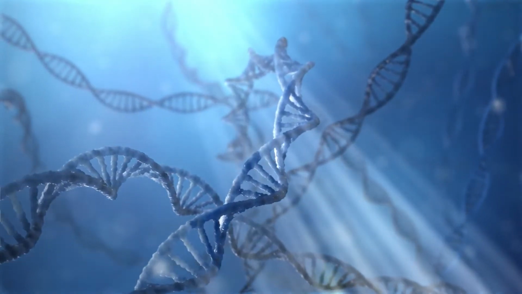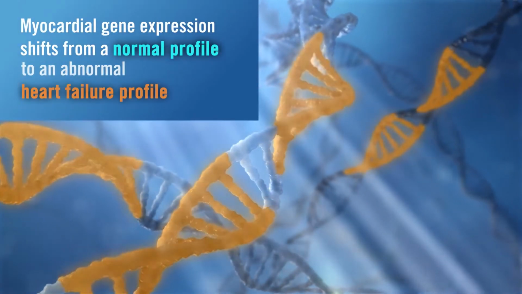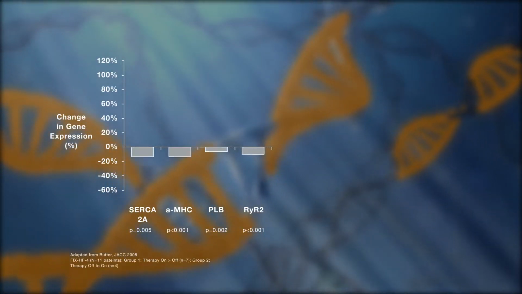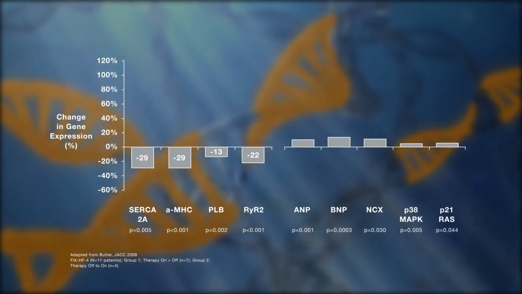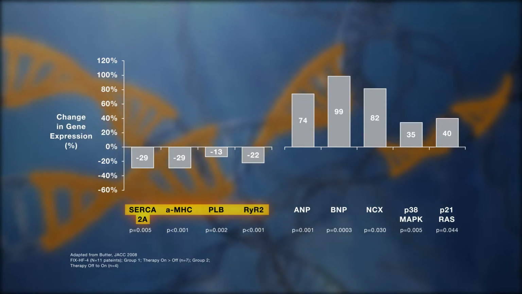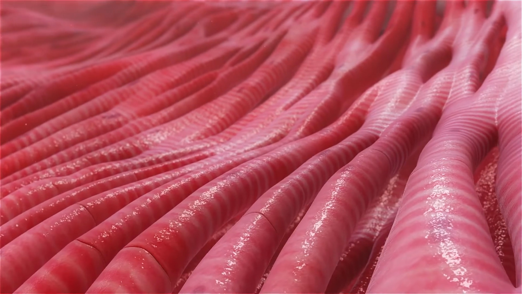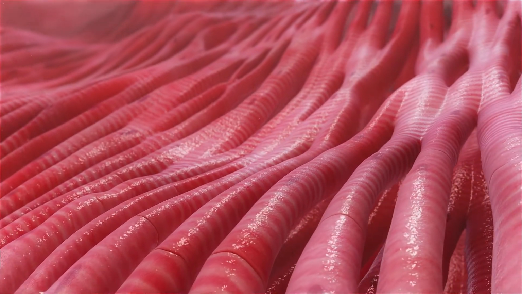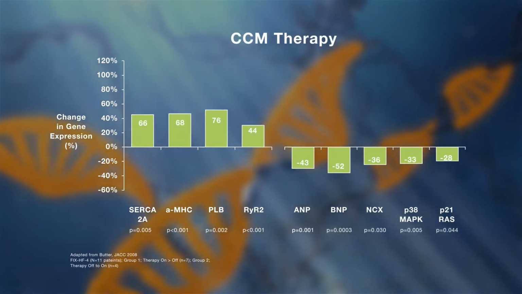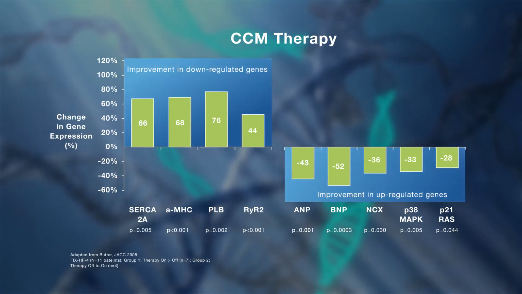In patients with chronic heart failure, myocardial gene expression shifts from a normal profile to an abnormal heart failure profile. When this occurs, some genes become abnormally downregulated and others are abnormally upregulated. Some of the proteins associated with these genes are essential to normal calcium cycling and myofilament function, which collectively determine myocardial contractility. Halting or reversing this shift is one of the effects that has been shown to occur with cardiac contractility modulation, or CCM therapy.